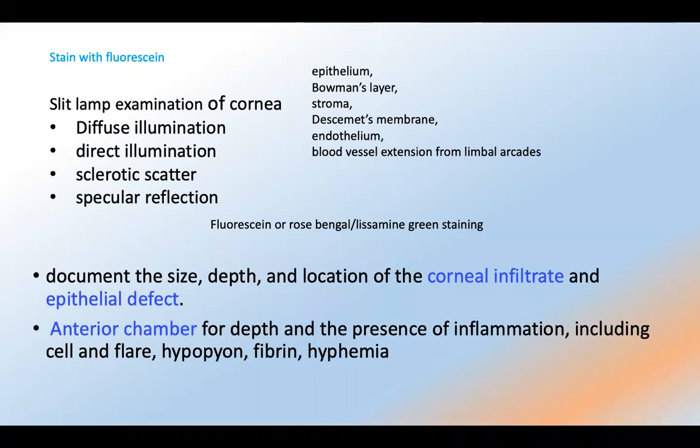Examination. We will stain with fluorescein. We will do examination by diffuse illumination, direct, sclerotic scatter, and specular reflection. We will see all the layers, same as I described before. I forgot to mention the blood vessels. Okay, we should comment also on the blood vessels, extension from the limbal arcades. We should stain with fluorescein plus or minus Rose Bengal. How will we comment? We'll comment on the size, depth, location of the corneal infiltrate and epithelial defect, and we'll comment on the anterior chamber.